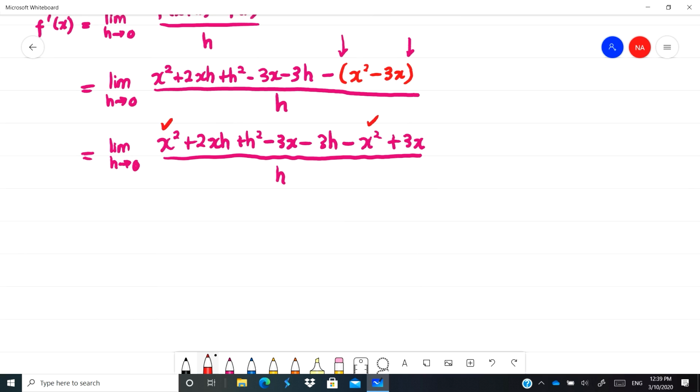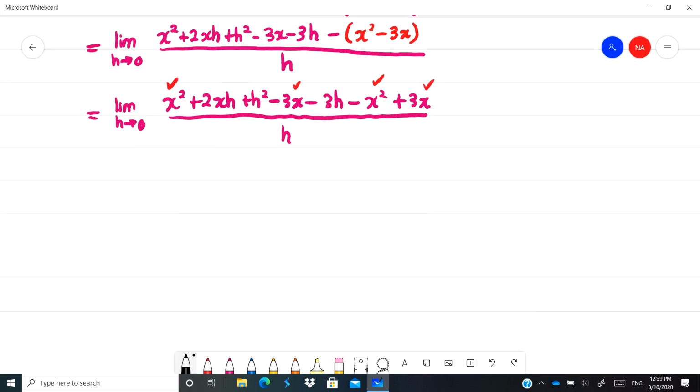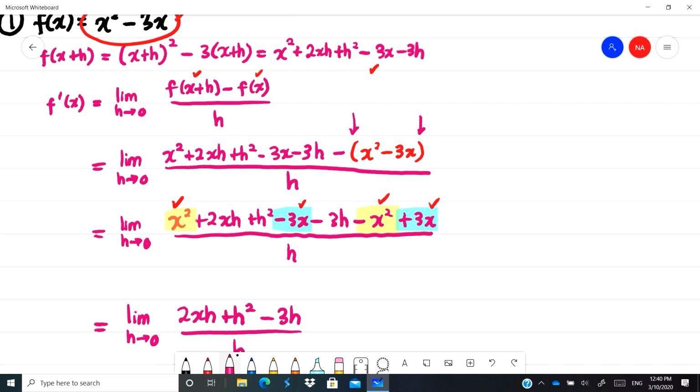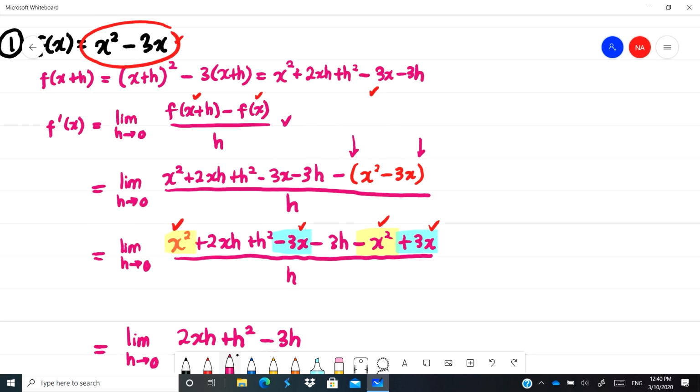Now we can see something that we can cancel: x squared with x squared, and minus 3x with plus 3x. Please take note that we are left with limit as h approaching 0 of 2xh plus h squared minus 3h, because we have already removed those parts. Don't forget your denominator, we still have h there. So that's your strategy: firstly, you have to write the formula, then substitute into the formula.